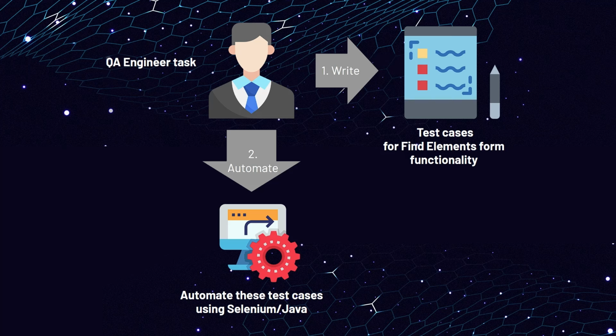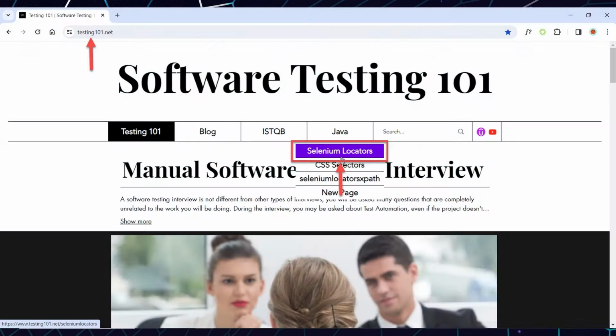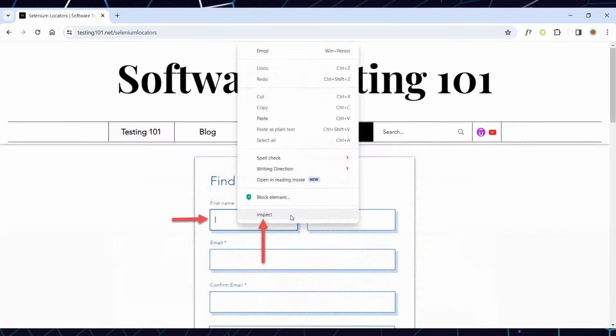Let's consider how ChatGPT can help us in this case. To begin with, the tool can write us the requirements for this user story, and we will help ChatGPT in this. Navigate to the testing101.net website. Find the Java tab in the top navigation menu and click on the Selenium Locators subcategory to navigate to the Find Elements form. The Find Elements page will be displayed.